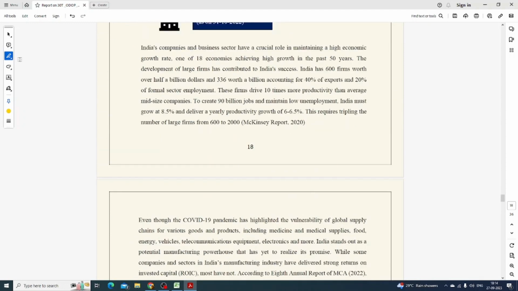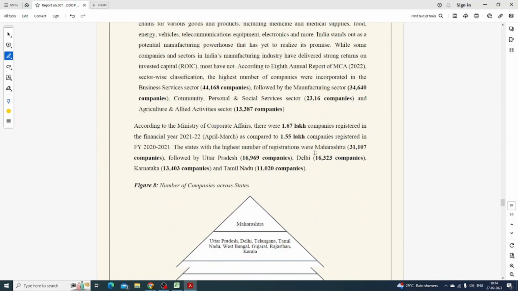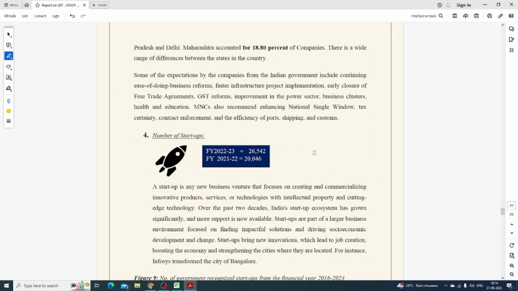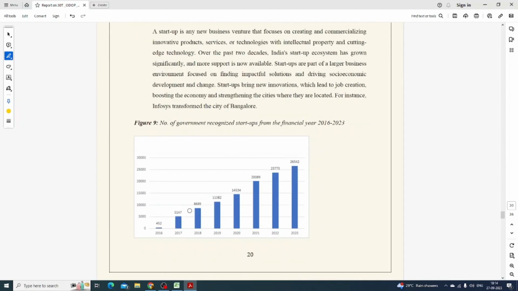So this is the thing I'm searching for. Yeah, here you can see this on the 18th page, according to the McKinsey report 2020. And then you can see the number of startups. In 2016 we are in hundreds, at 452. There is a sudden jump in 2017, it's 5147, and by 2023 you can see it is 26,542.